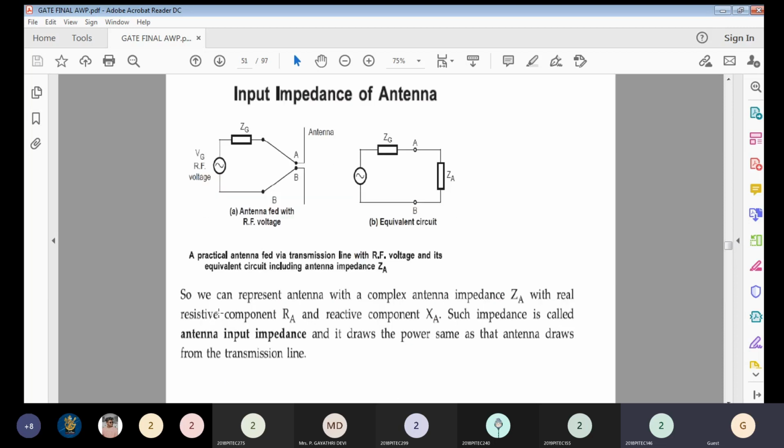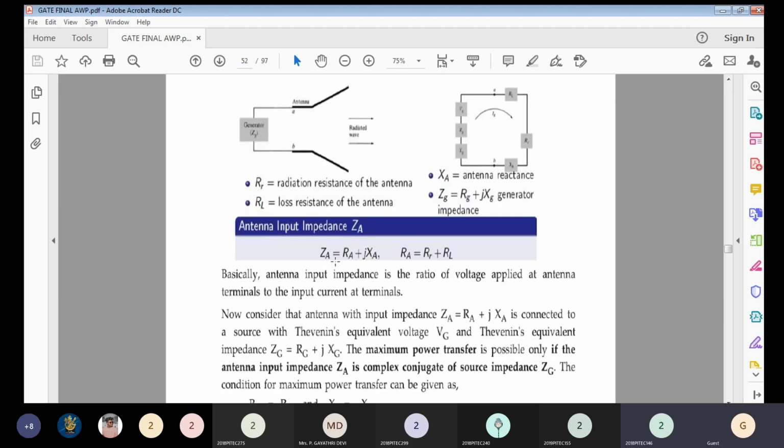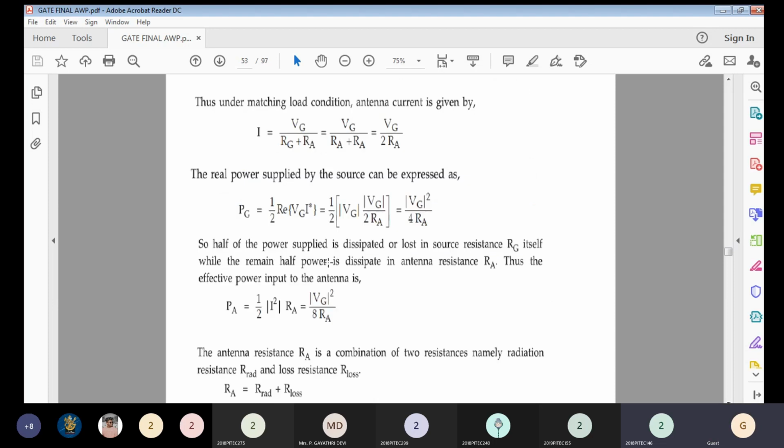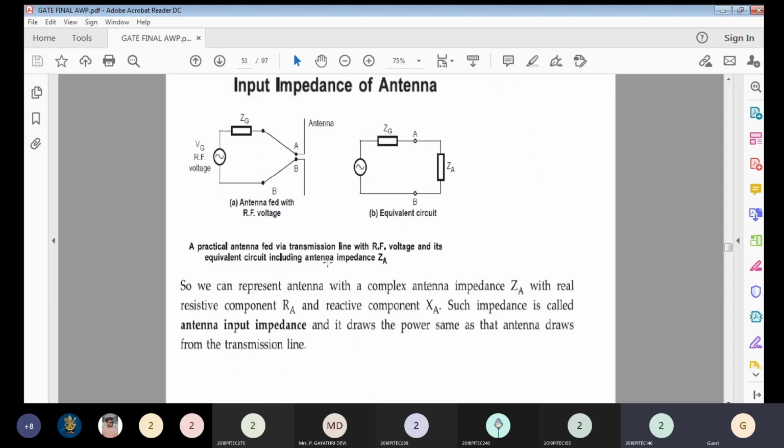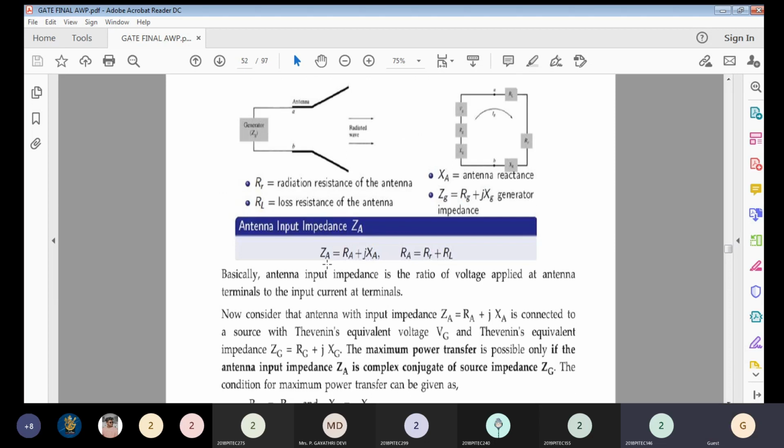Input impedance also plays a major role in antenna design. Antenna impedance is defined as the impedance presented by the antenna at its terminals. It is called input impedance. This is how we are going to find out the input impedance. I'll tell you one thing here. Next, I will show you.